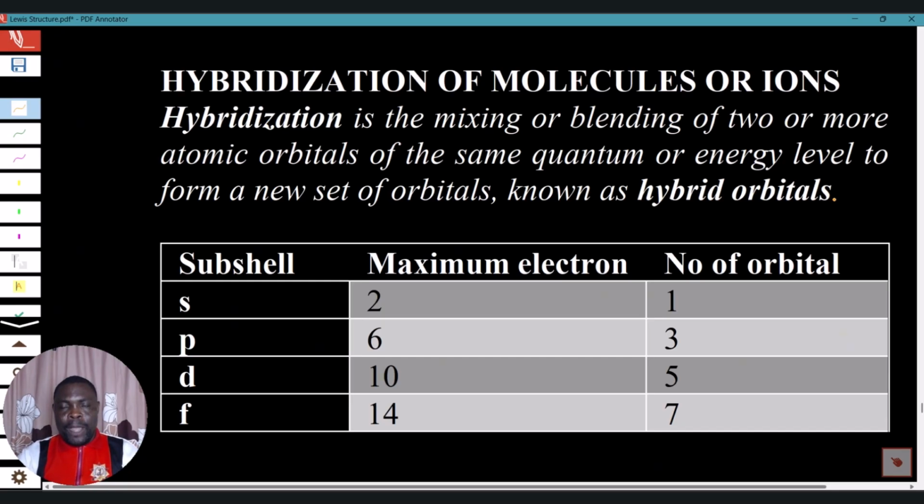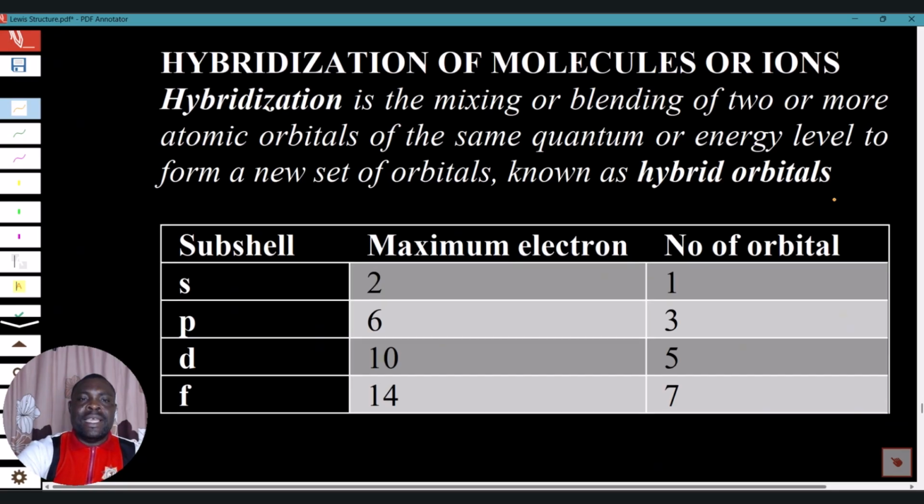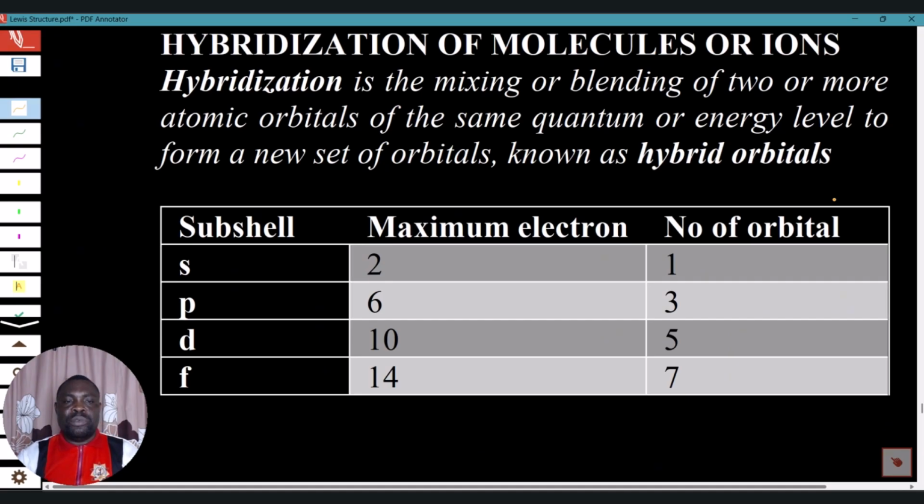Hybrid orbital. Now, if you look at the subshells, we have the S subshell, the P subshell, the D subshell, and the what? The F subshell. Now, the S subshell takes a maximum of 2 electrons and it has 1 orbital. The P subshell takes a maximum of 6 electrons and it has 3 orbitals. The D subshell has a maximum of 10 electrons and it has 5 orbitals. Then the F has 14 electrons and 7 orbitals.